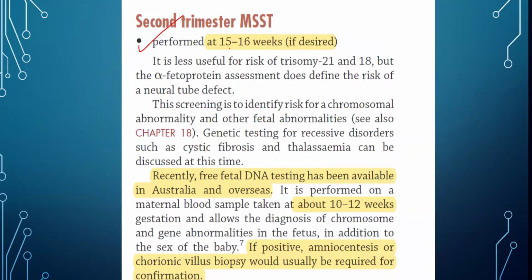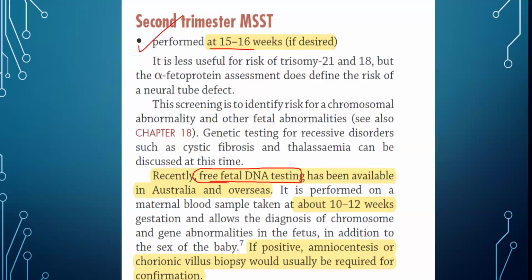Then in the second trimester, usually we do the hormone test for 3 hormones between 15 to 16 weeks. Nowadays, there is also another test available, which is the free fetal DNA test. The free fetal DNA test can be performed at any gestational age. You can do it between 10 to 12 weeks. You can even do it in the second trimester.